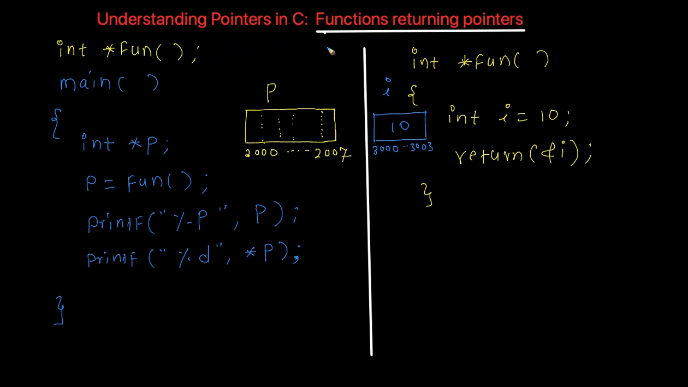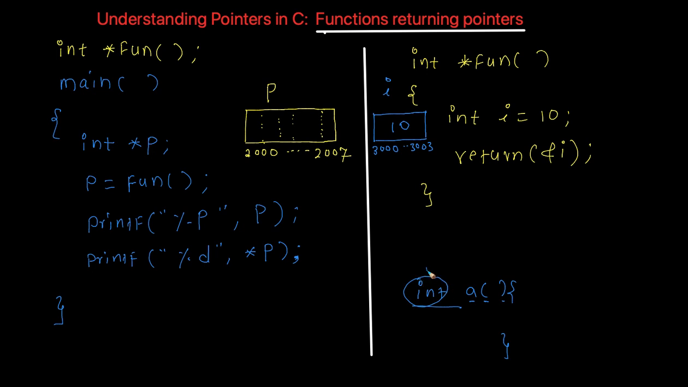In this video, we are going to discuss functions which return pointers. Now we know that functions return integers, functions return characters, functions return float. For example, a function returning an integer is like this: int a. This is a function, some body here. So this a is a function which is returning an integer value.